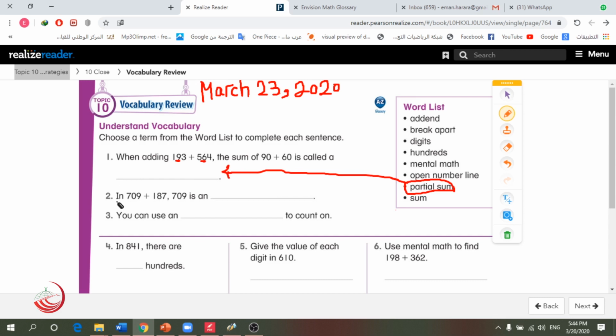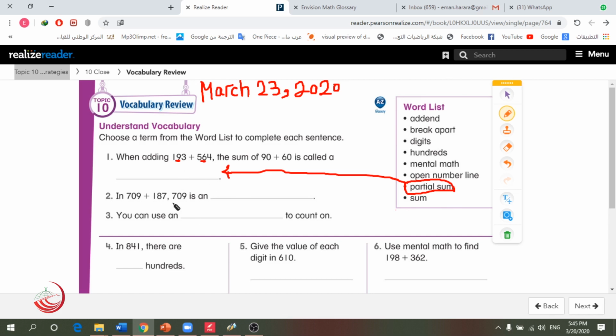Now let me see. In 709 plus 187, 709 is what? Is it a break apart? Is it digits? Is it hundreds? Is it mental math? Is it open number line? Is it sum? Yes, teacher, you didn't say addend because it's the answer.